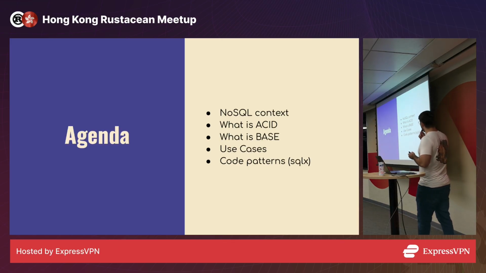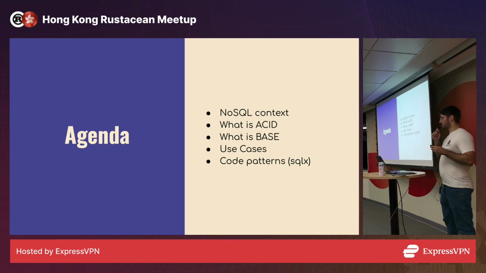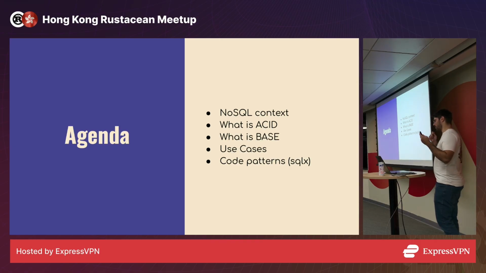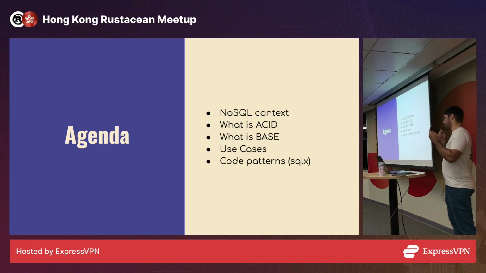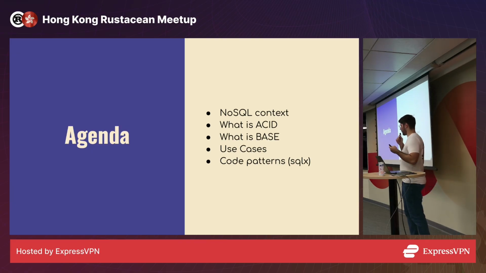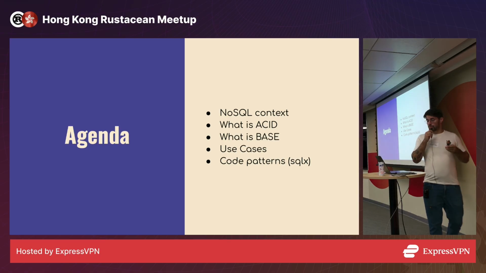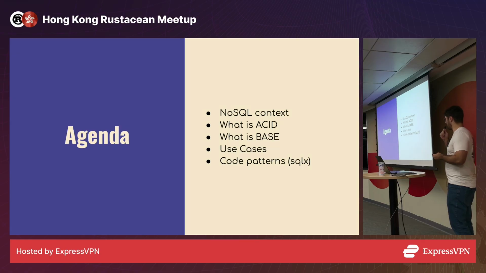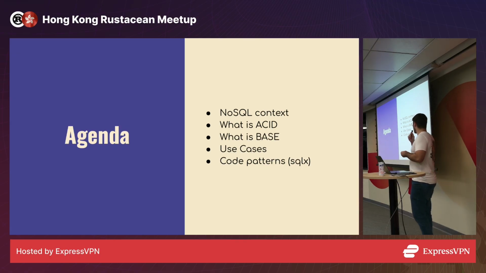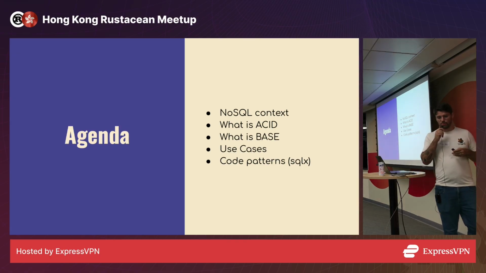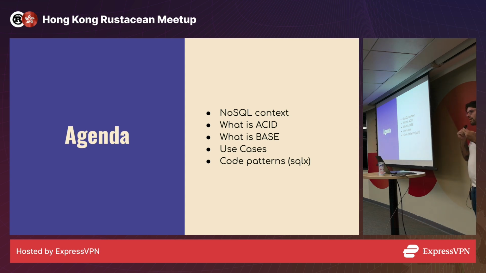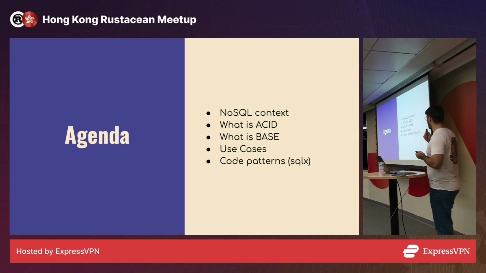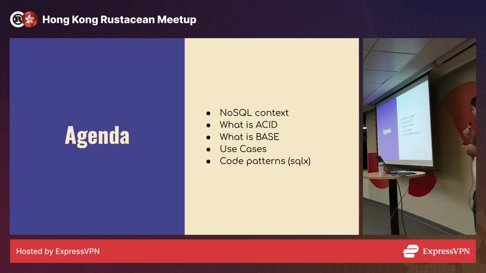And going back to the topic here, I will discuss a bit about NoSQL and the context that it had on data. I'll also talk about ACID and BASE, what it is, why it's necessary for everyone to know about it. I will also show some use cases of people that didn't know enough about BASE and made some grave mistakes. And I will also share a bit of code patterns that I use because I'm migrating a lot of applications to Rust nowadays. I will share some code patterns that are useful for everyone in here.